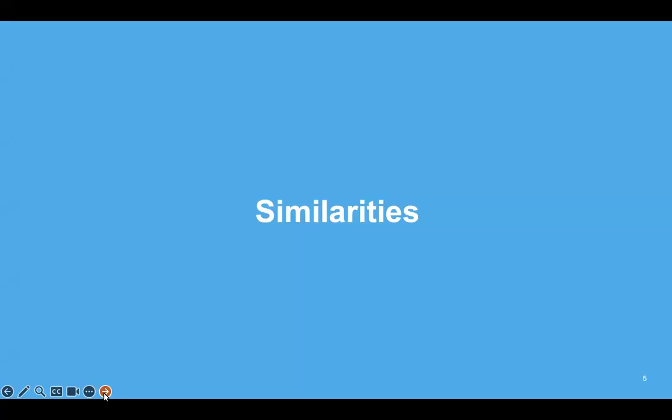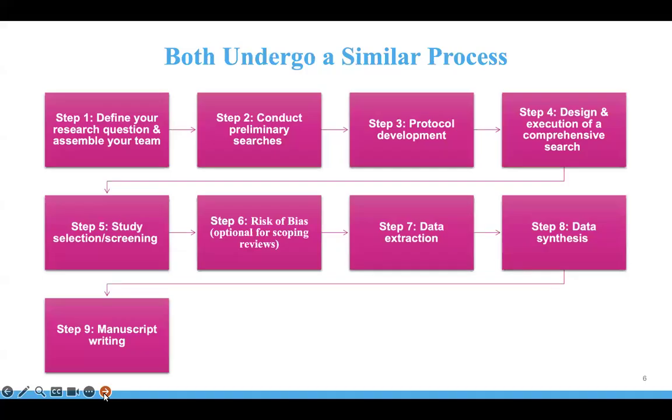Starting off with similarities, both systematic and scoping reviews follow a structured, transparent, and reproducible process. Both require you to define your research question and assemble your team, conduct a preliminary search of the literature, develop a protocol, design and execute a comprehensive search, followed by screening the studies or study selection, risk of bias assessment, data extraction and data synthesis, and then lastly, writing the final manuscript.